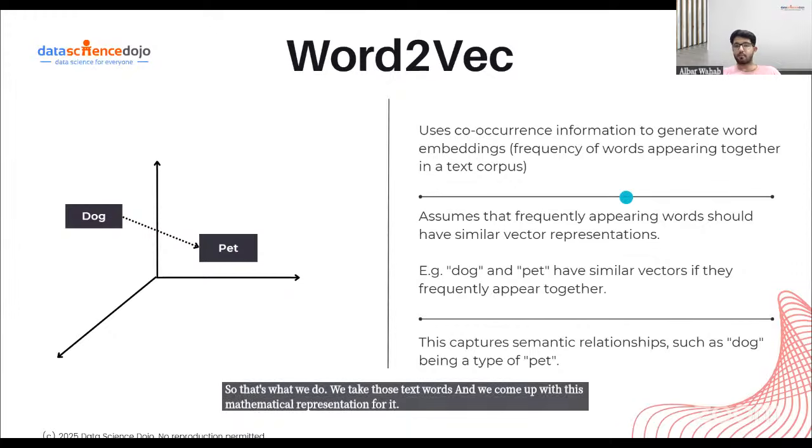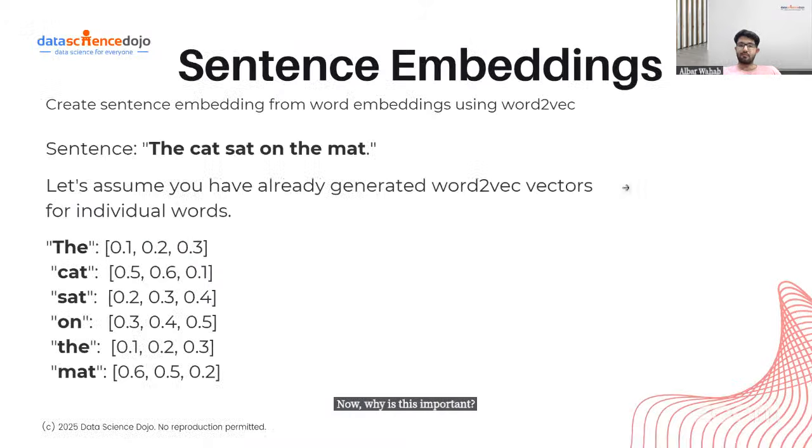Now, why is this important? Well, for starters, this sentence consists of 6 different words. And each of these will end up having some sort of vector representation. For simplification purposes, let's assume that the has the numbers 0.1, 0.2, 0.3.